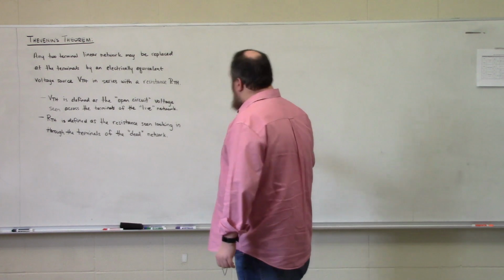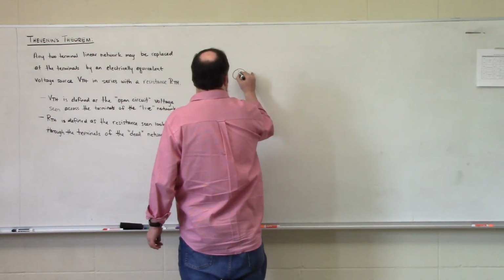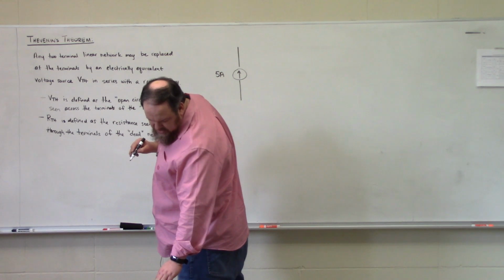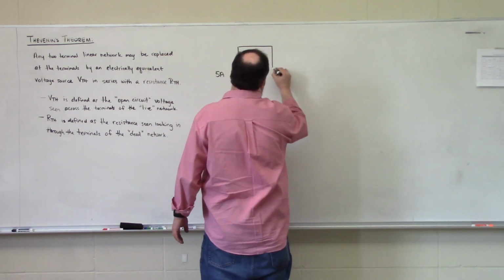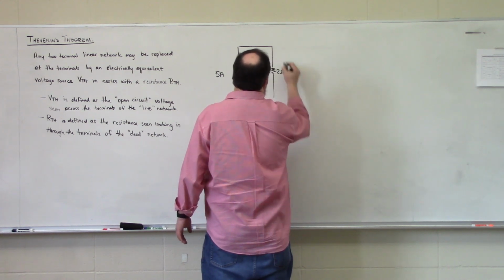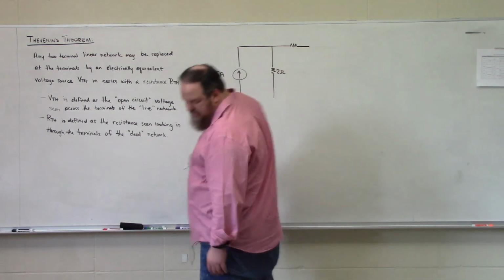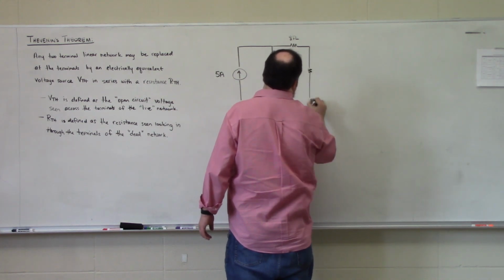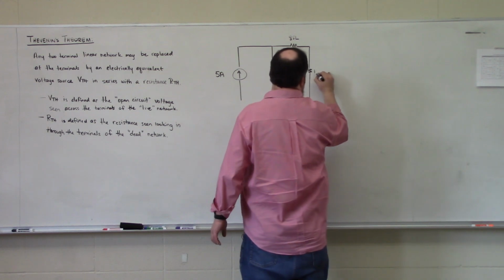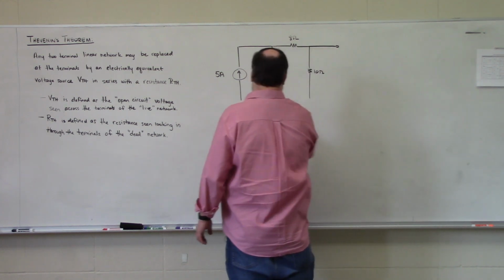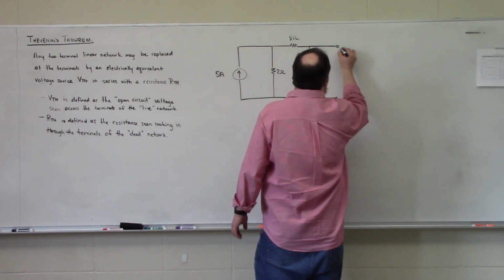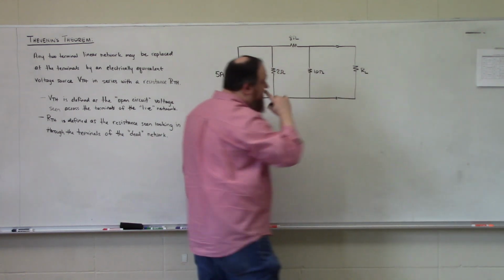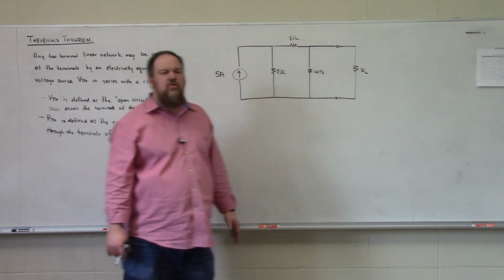So the circuit that we're going to analyze first is this guy, where we'll have a 5 amp source connected to a 2 ohm resistor, connected to a 8 ohm resistor, a 10 ohm resistor, and then what we are going to do is we are going to find the Thevenin equivalent circuit as seen by this load resistor RL.